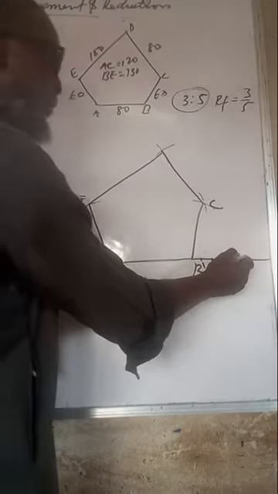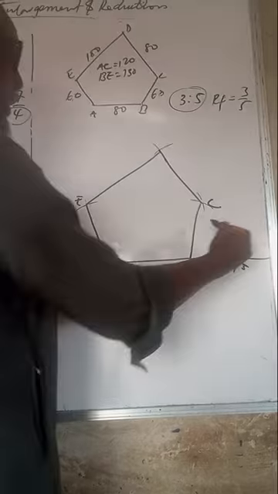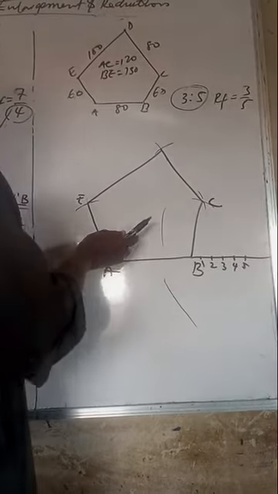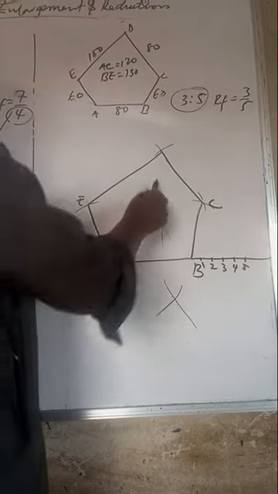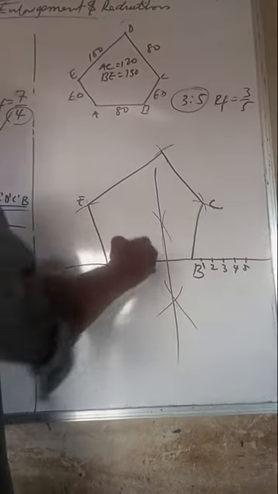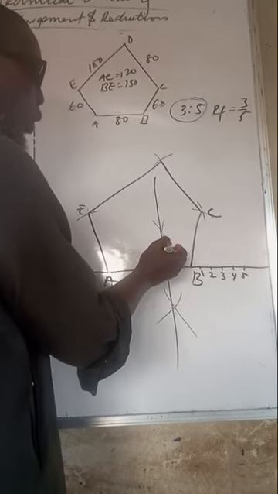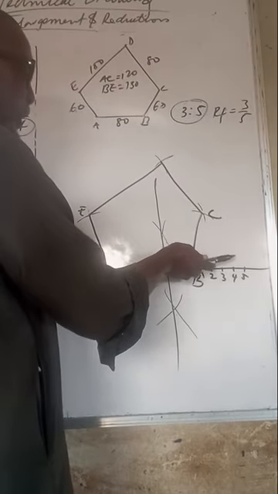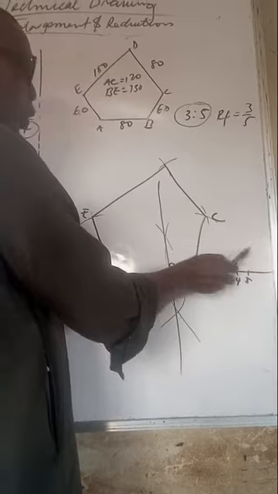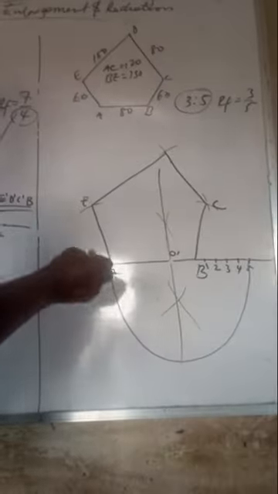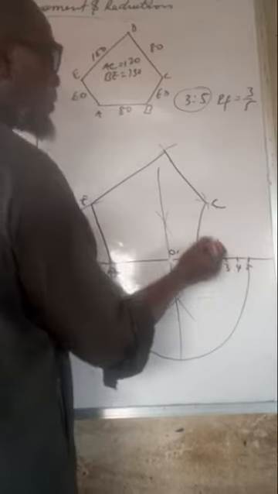Now between 5 and A, you bisect it. Stay on 5 and mark arcs here and here. Stay on A and mark arcs here and here. Draw the bisector. Let's call this place O1. Put your pencil on 5, your pin on O1, and draw a semicircle. Is that clear?